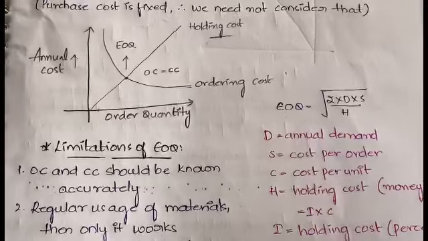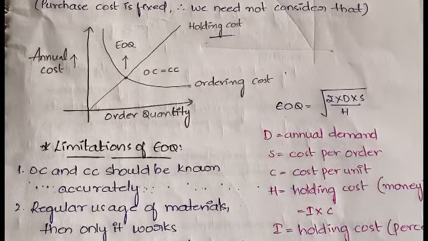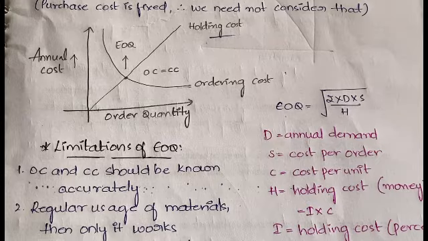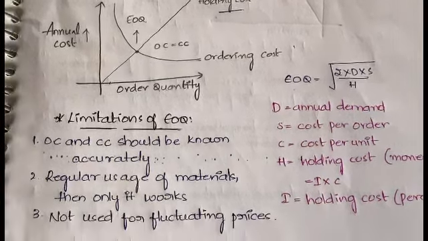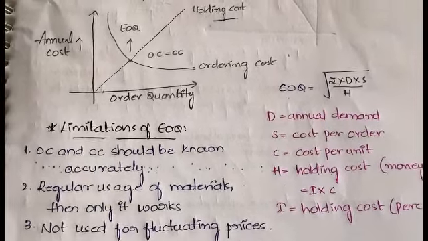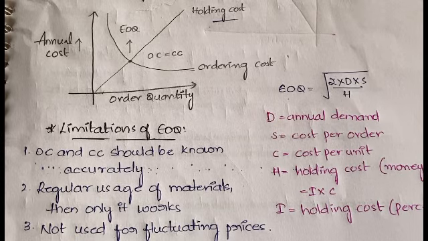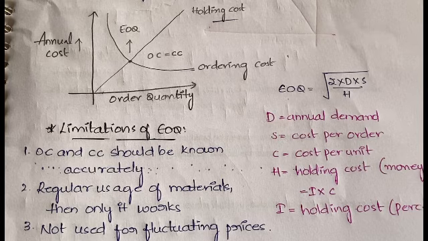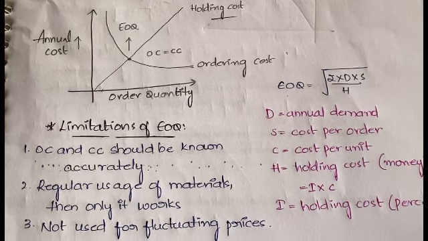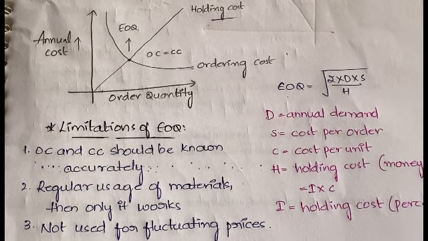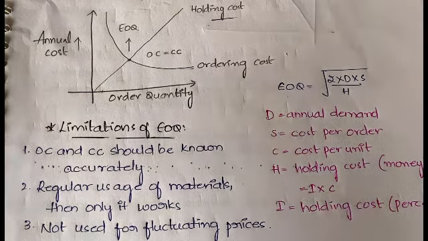Even though this is a very good theory to hear, it has some limitations, and let us see what those limitations are now. First thing is, ordering cost and carrying cost should be known accurately. This will work properly only if the ordering cost and carrying cost are known to you perfectly. Okay, so if you don't know them accurately, then you will not get the result accurately.